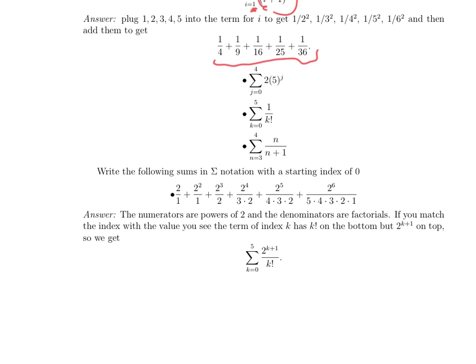So here's some more problems. A trickier kind of problem is if I give you a sum not written in sigma notation to write it in sigma notation. This is a lot like if I give you a sequence, write the general formula for it. Just like in that, you want to compare it to the index. I suggested we start at 0.